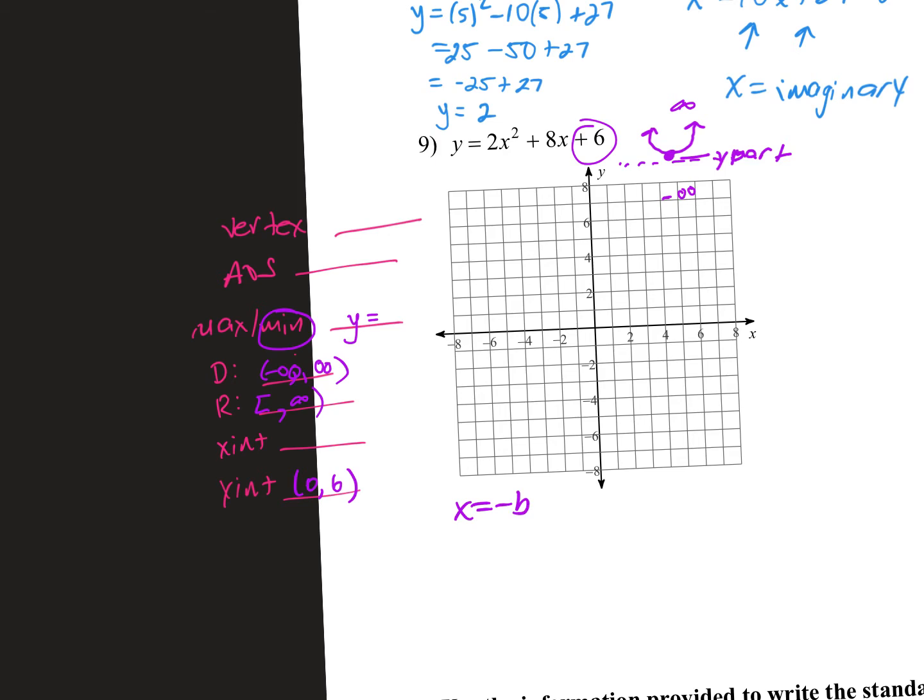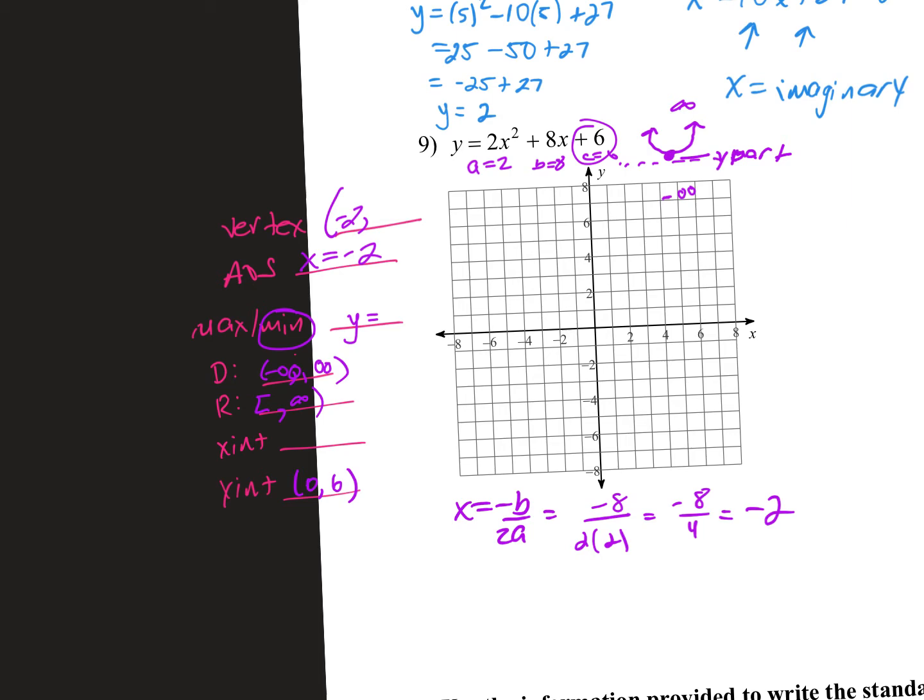X equals negative b over 2a. That will give me the x part of the vertex. So a is 2, b is 8, and c is 6. Negative b. So negative 8 over 2 times 2. Negative 8 over 4 gives me? Negative 2. Great. That is the x part of my vertex. That's also the axis of symmetry. X equals negative 2. It's that vertical line that's going to cut our parabola in half.